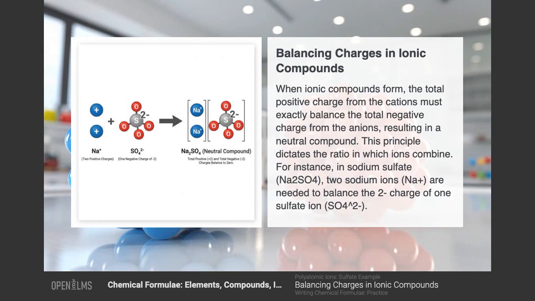Balancing charges in ionic compounds. When ionic compounds form, the total positive charge from the cations must exactly balance the total negative charge from the anions, resulting in a neutral compound. This principle dictates the ratio in which ions combine. For instance, in sodium sulfate, Na2SO4, 2 sodium ions, Na+, are needed to balance the 2- charge of 1 sulfate ion, SO4 2-.